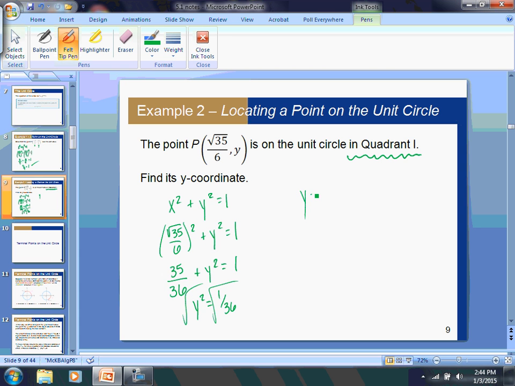So technically, when I take the square root, I get plus or minus 1/6. But that's not my answer, because I want the value for y that would be appropriate for the first quadrant. And remember, in your first quadrant, your x value and your y value are both going to be positive. Positive, positive. So my y value is going to be 1/6.